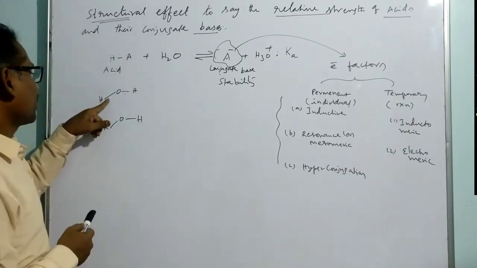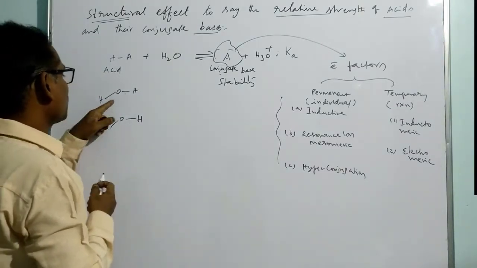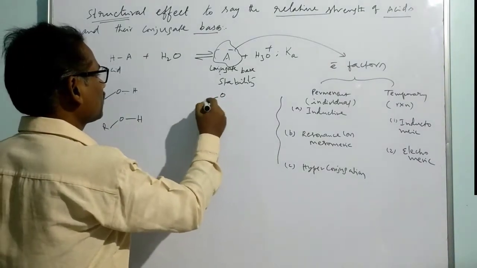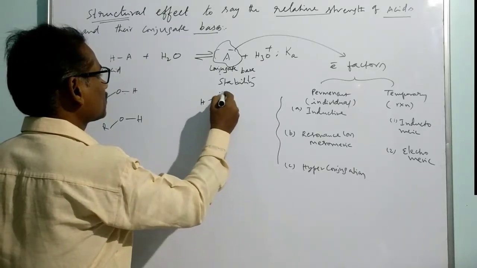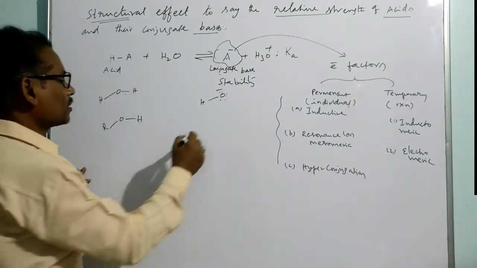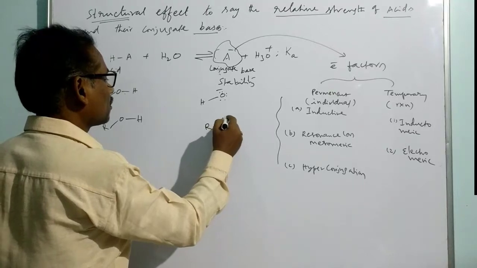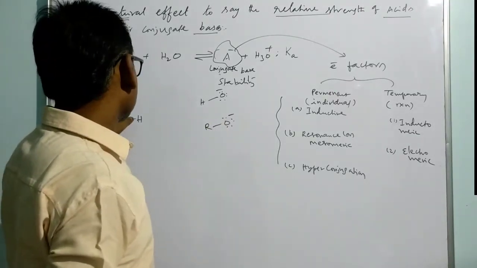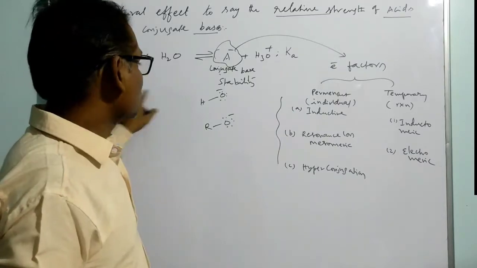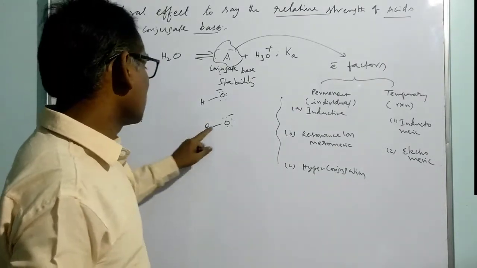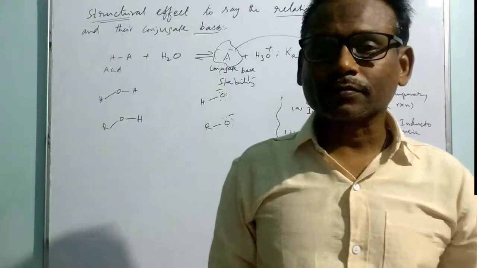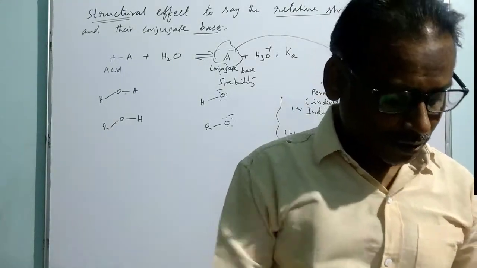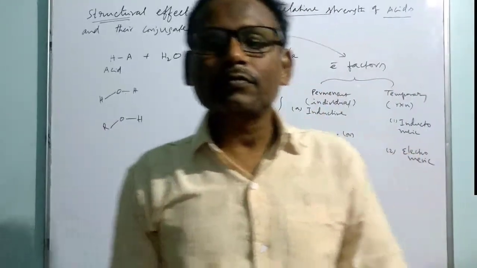So if you take water, what is its conjugate base? Its conjugate base will be this one, hydroxide. If you take alcohol, what is its conjugate base? Alkoxide. So the conjugate base of water is hydroxide, and the conjugate base of alcohol is alkoxide. Now which is more stable among the two?